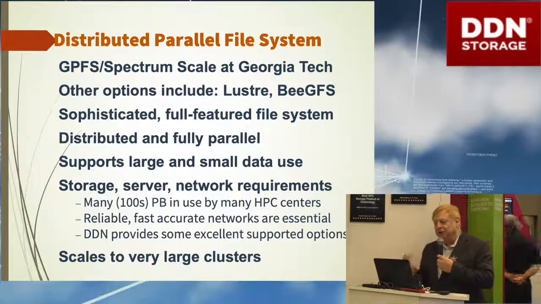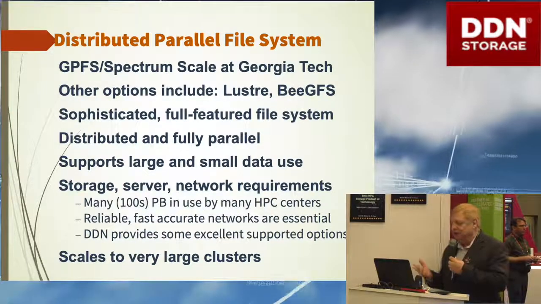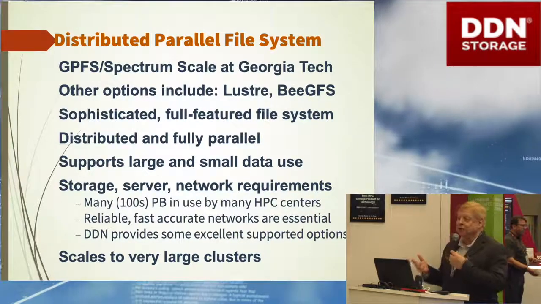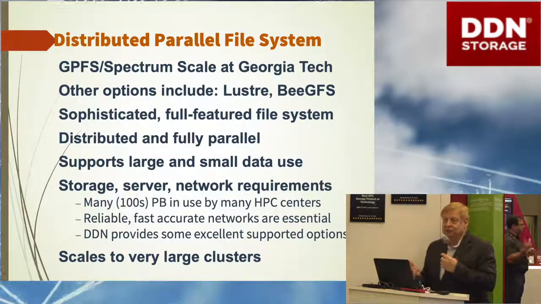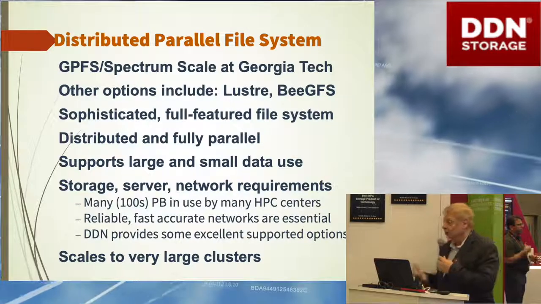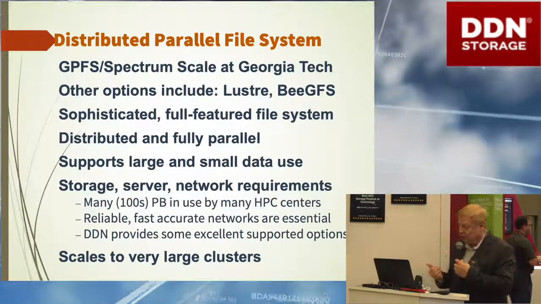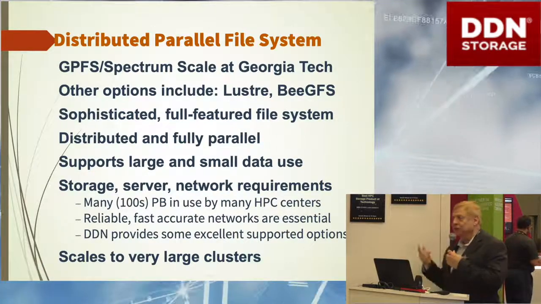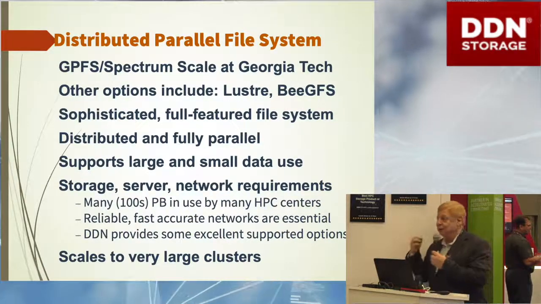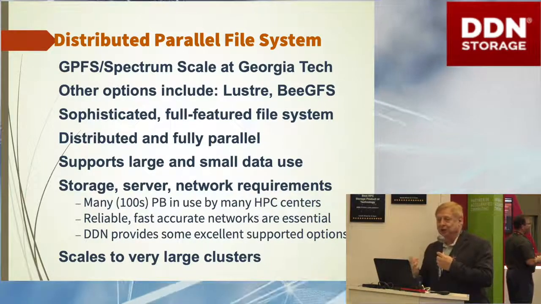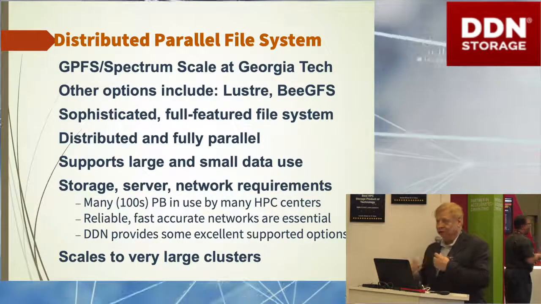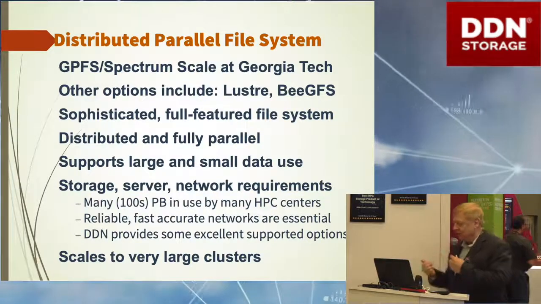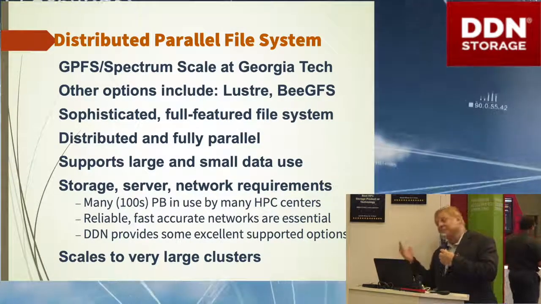The storage server and the network requirements, you're going to end up with maybe hundreds of petabytes of storage. If you talk to any research institution out there, they're all doing the same thing. Their storage requirements are growing substantially, and this is going to be the same. So you need fast, reliable, accurate networks. If you're going to support this kind of a parallel file system, you've got to have a fast, reliable, very clean network. If you don't, this doesn't work so well. So, DDN provides some excellent supported options.